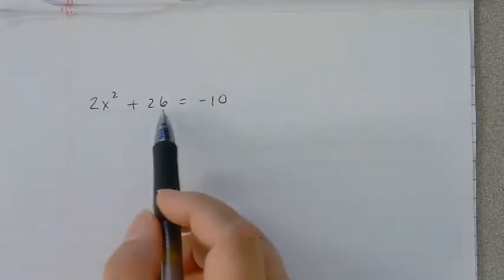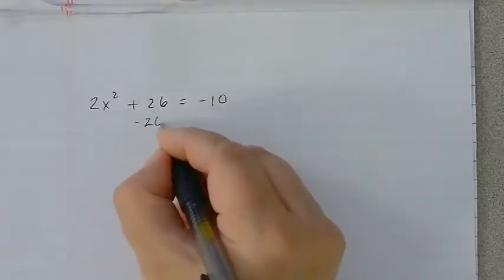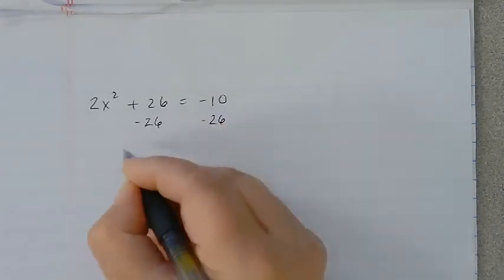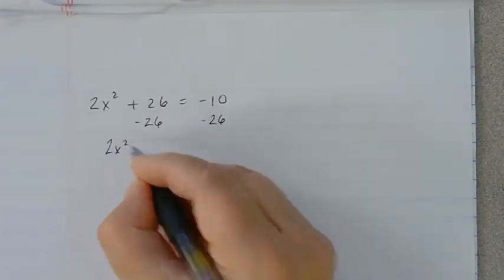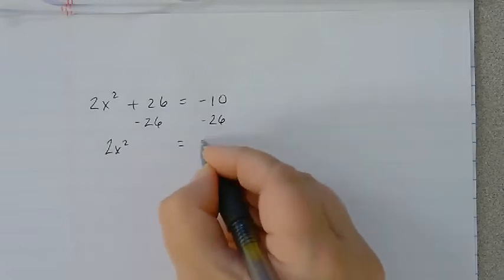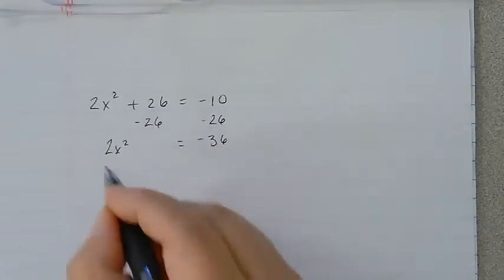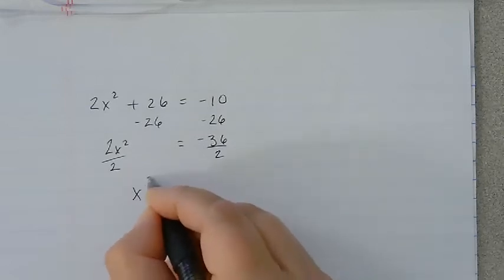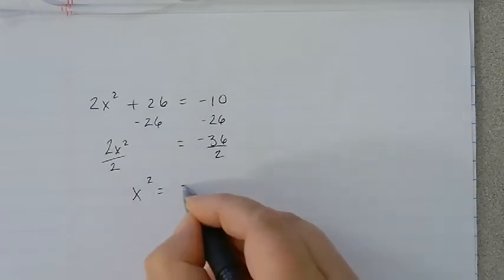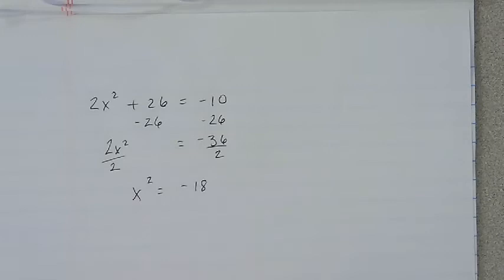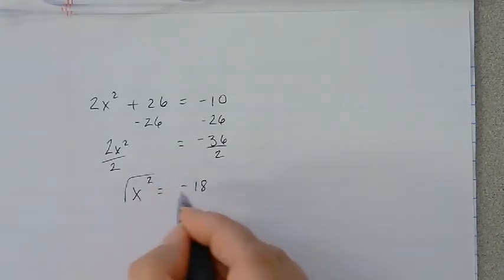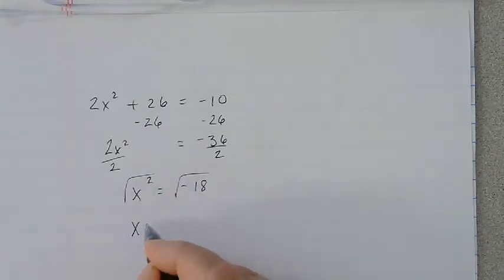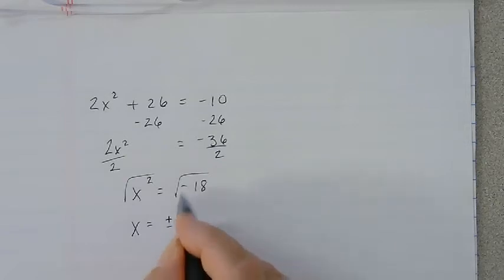So the first thing I'm going to do is subtract 26 from both sides. So I get 2x squared equals negative 36. Divide both sides by 2. So x squared equals negative 18. And then I'm going to square root both sides. So I get x equals plus or minus. Remember, when we square root both sides of the equation, we get plus or minus.